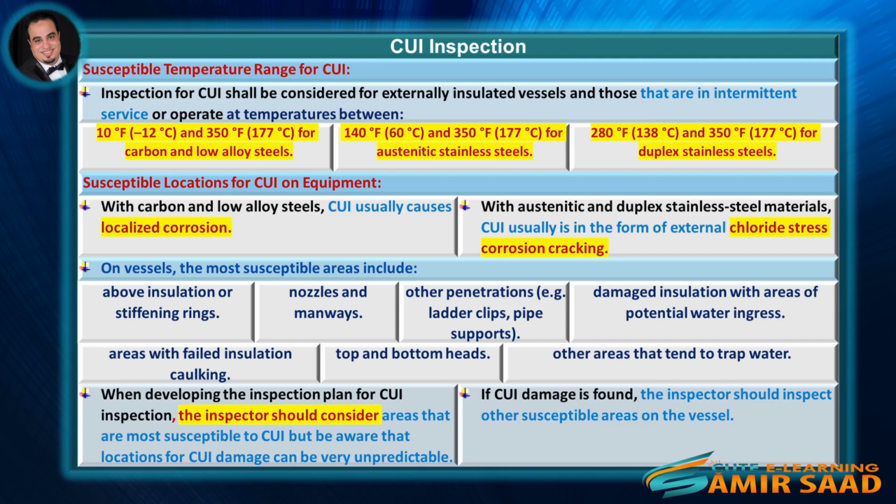Susceptible locations for corrosion under insulation on equipment. With carbon and low alloy steels, corrosion under insulation usually causes localized corrosion. With austenitic and duplex stainless steel materials, corrosion under insulation usually is in the form of external chloride stress corrosion cracking.